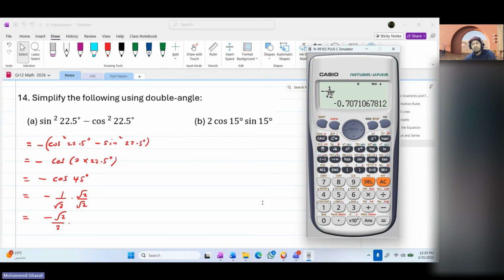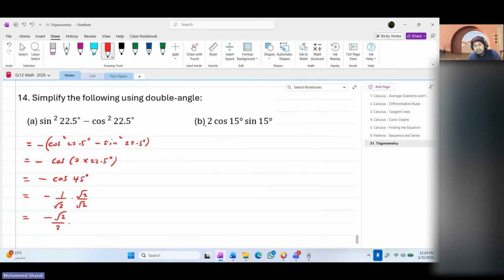Same answer. Next one. What is 2 cosine 15 sine 15? So that is a sine double angle. That's easy, because 2 sine theta cos theta is sine of the double angle. So sine of 2 times 15, and that is just basically sine of 30 degrees, which is a half. Right, so I hope that made sense. Hope you guys are understanding.